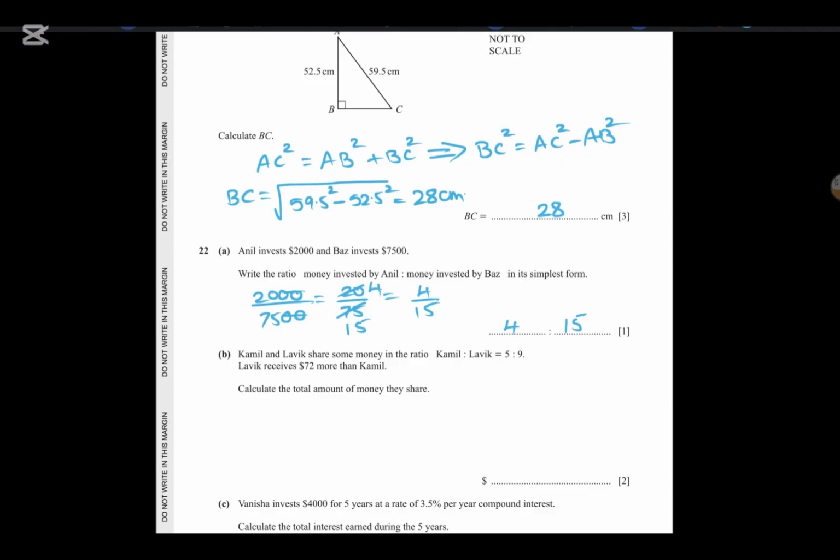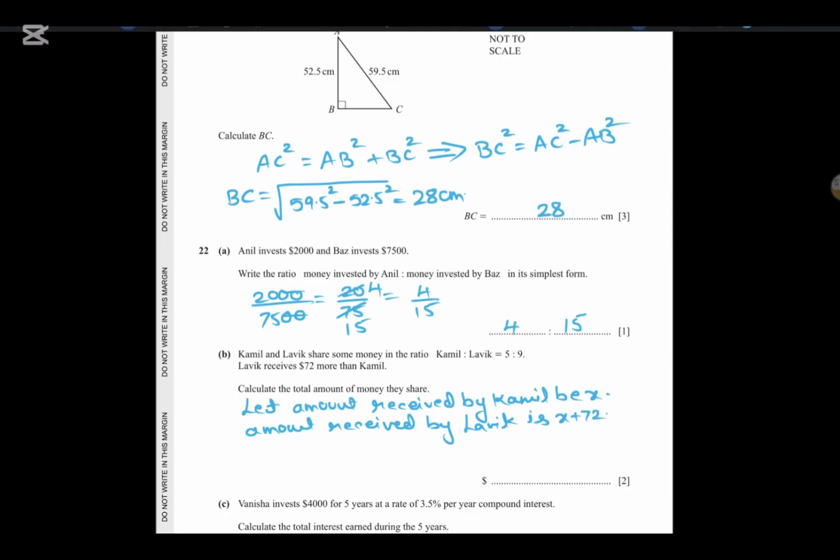Calculate the total amount of money they share. Now, 72 more than Kamil, that means let the amount received by Kamil be X. So the amount received by Lavik will be X plus 72.